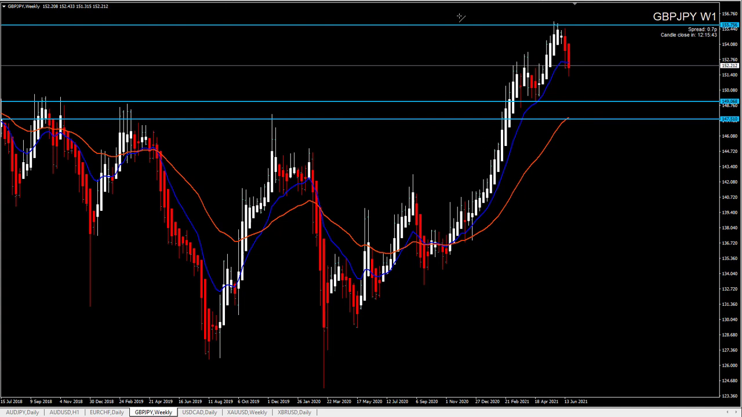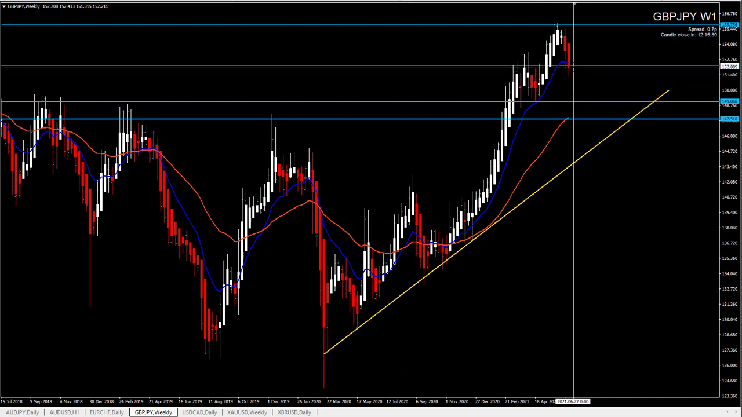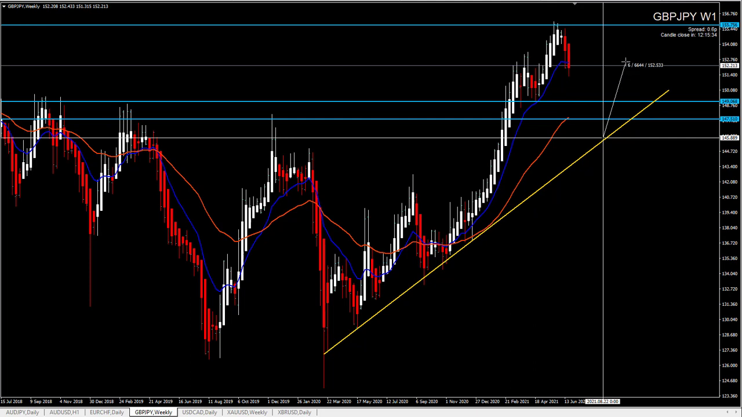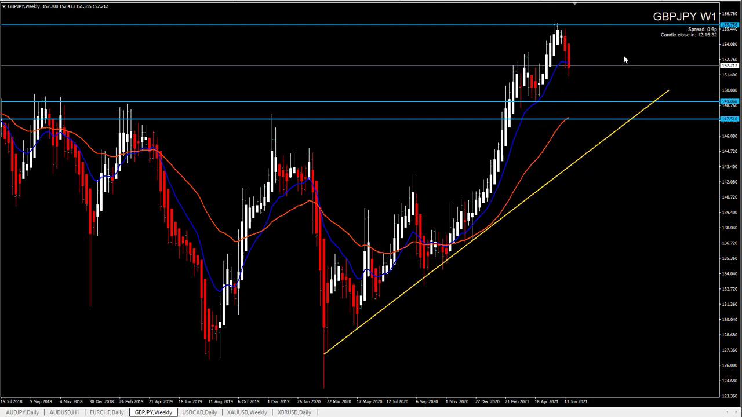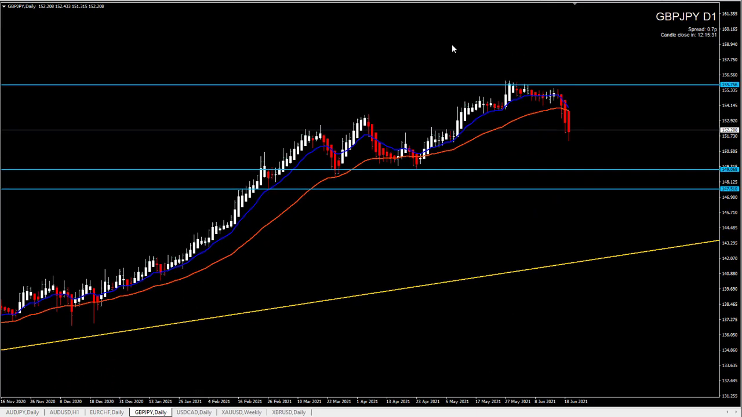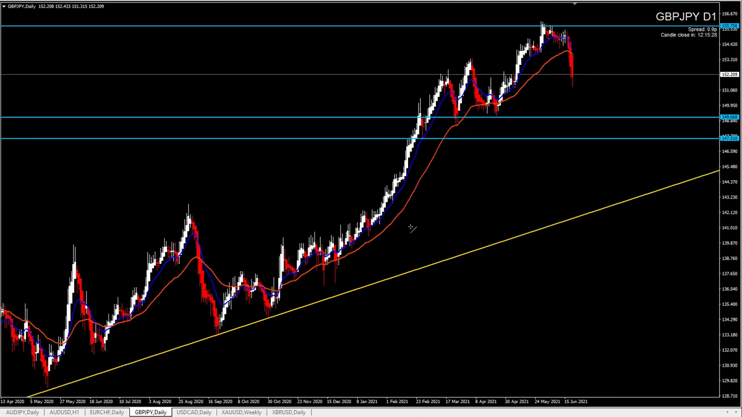So what else do we have? We have a weekly trend line, so retracement can be even to this weekly trend line, and then maybe we'll get a reaction bounce, and we'll continue to go up on this pair. Let's see a daily chart and some details on the daily chart.